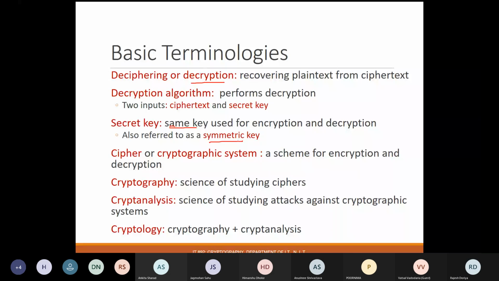Okay. Then what is cryptography? You can say cryptography is nothing but the science of studying ciphers, and cryptanalysis is the science of studying attacks against the cryptographic system. And the moment you study both of these together, it becomes cryptology. Okay. So these are some of the basic terminologies regarding this.